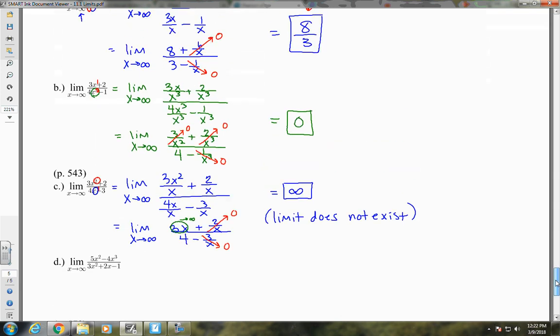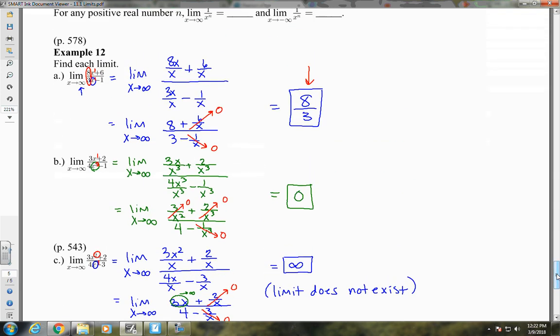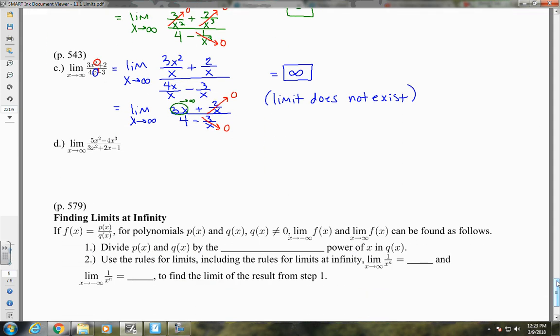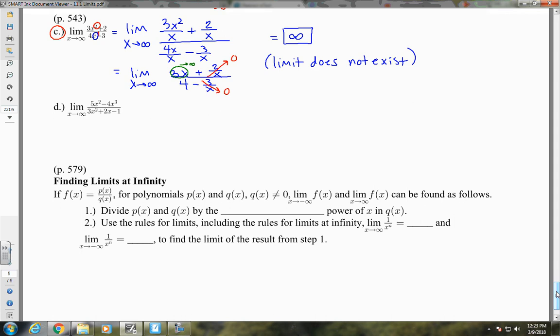So we've looked at 3 cases here. If the degree of the top is equal to the degree of the bottom, the limit is the ratio of leading coefficients. If the degree of the top is less than the bottom, your limit will always turn out to be 0. And if the degree of the top is bigger than the bottom, the limit will either be positive infinity or negative infinity. You can memorize those 3 rules, or you can work it out like we've been doing. It works the same way every time. Divide by the highest power of x in the denominator.